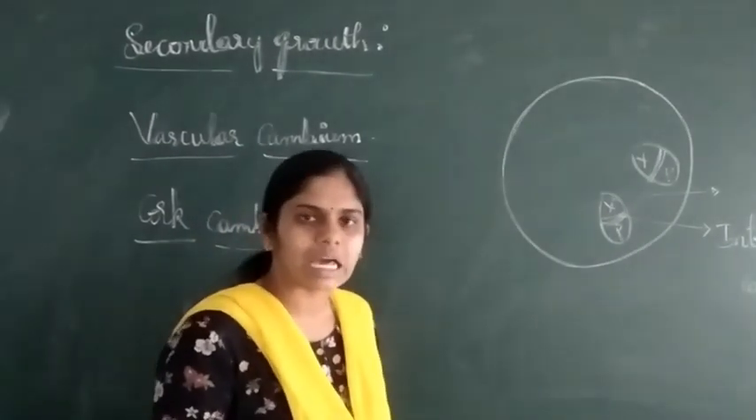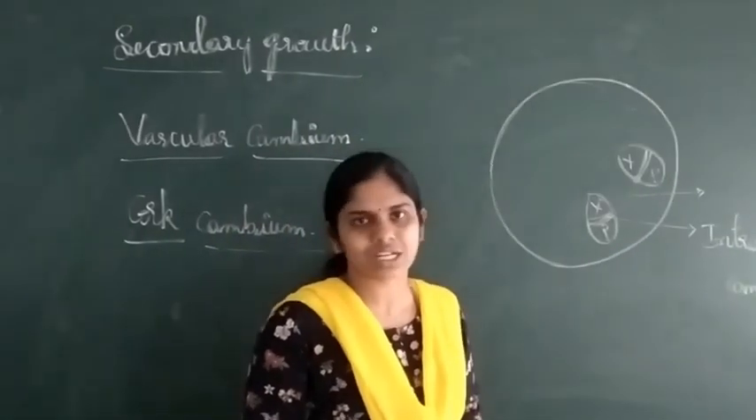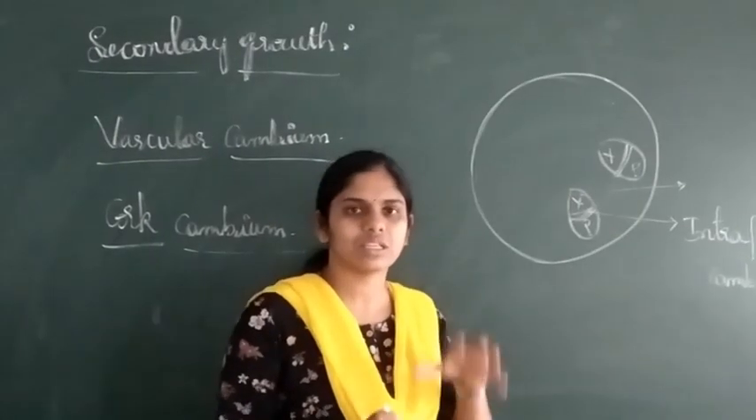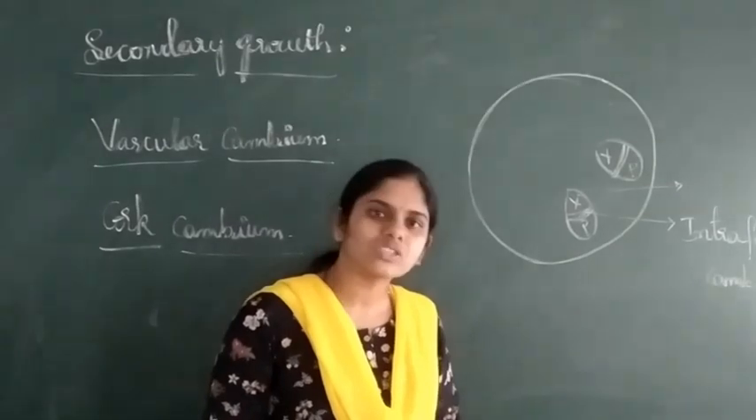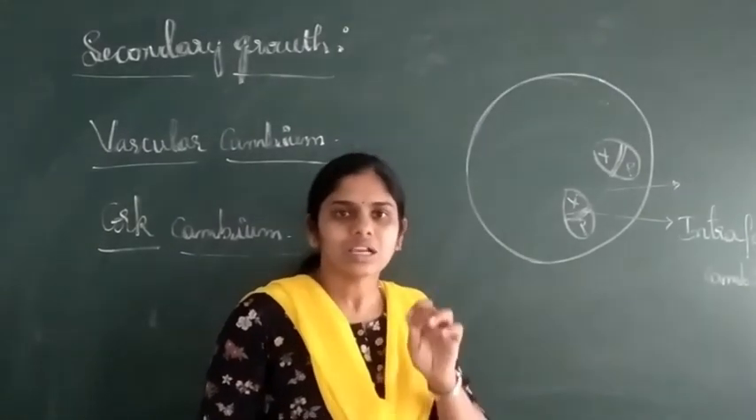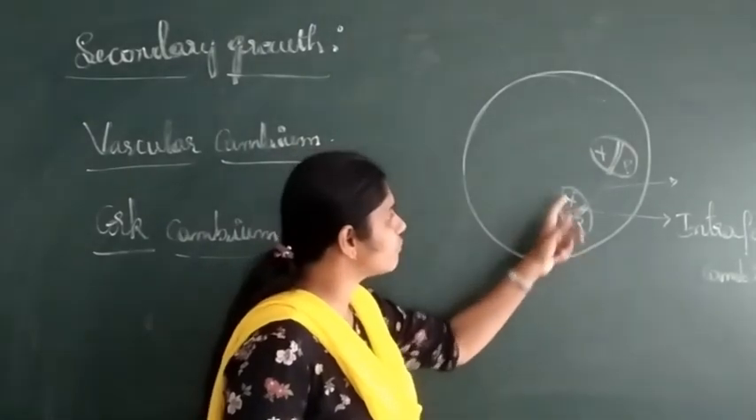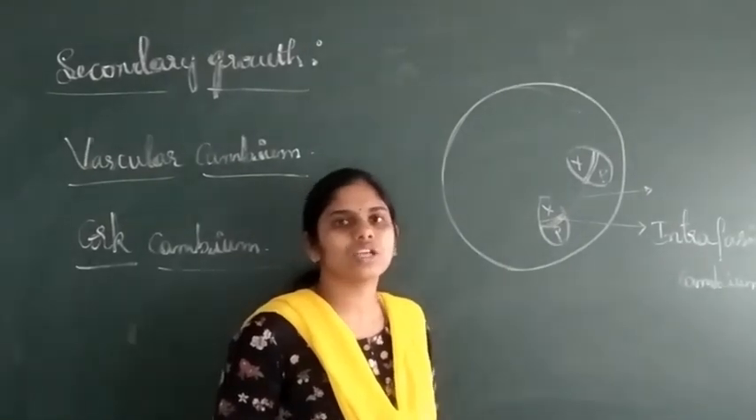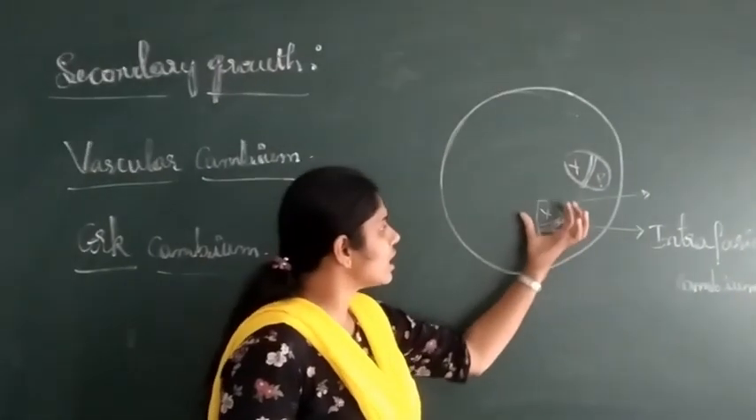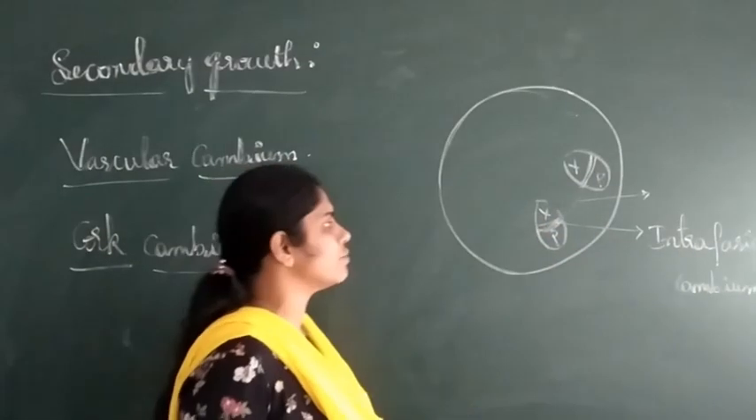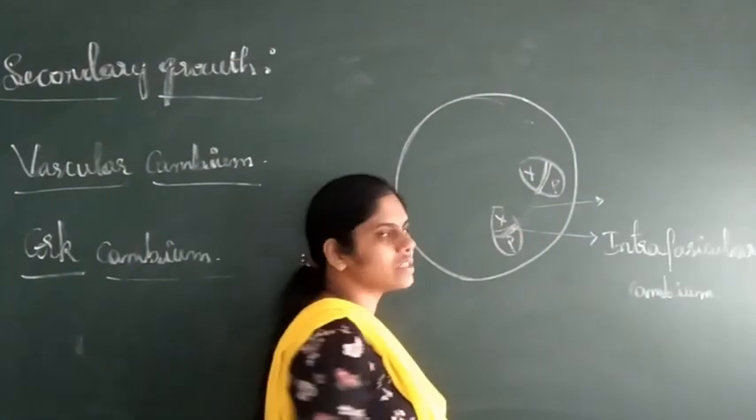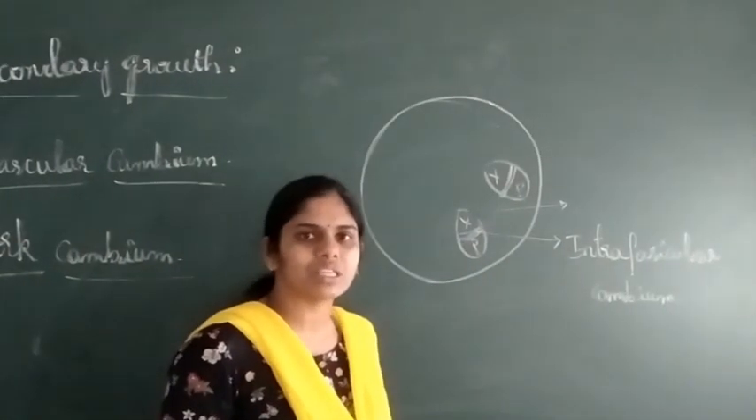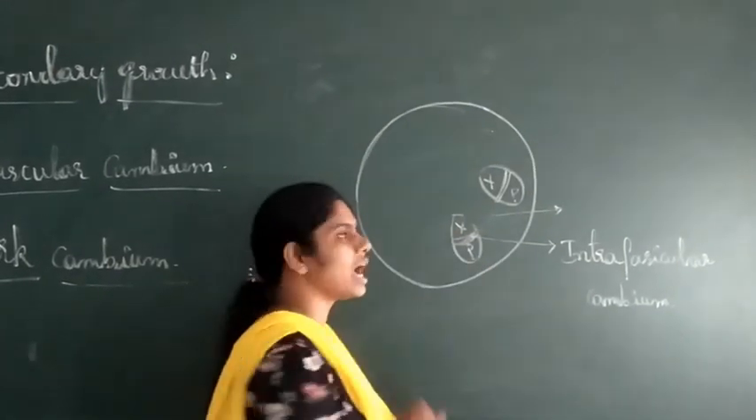You already know the anatomy of the TS of a dicot and a monocot stem. In a transverse section of a dicot stem, this is the bundle. The vascular bundles are the conjoint type. Conjoint means both the xylem and the phloem occur in a single bundle. In that conjoint vascular bundle, there is a presence of cambium between the xylem and the phloem, which is called the vascular cambium.